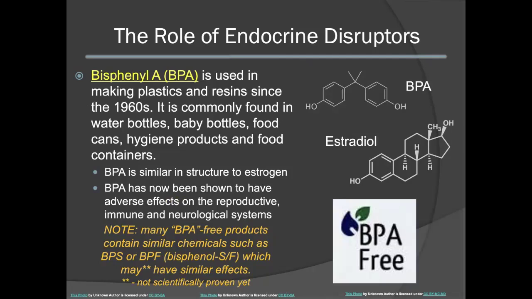Also note that many products are now labeled BPA-free. However, they have simply swapped out BPA with other types of chemicals in the manufacturing process, such as BPS or BPF, bisphenol S or F. It is not known at this time whether or not these chemicals have similar effects or have no effect and are considered to be a safer alternative.